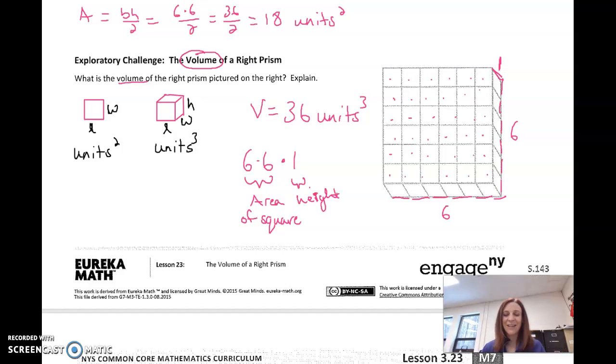That is the word height. And 6 times 6 times 1 equals 36, the same thing. So we're really going to still be using that idea of what our area formula is, then we're going to multiply it by the height. So keeping that in mind, let's look at the next figure.